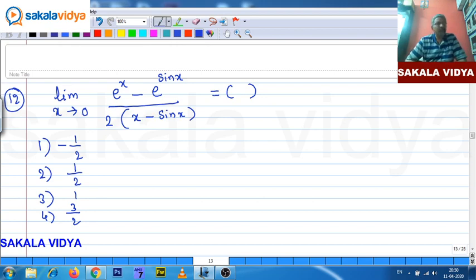Okay, fourth one, 3 by 2. Let us see. When will you explain straight lines? Okay.